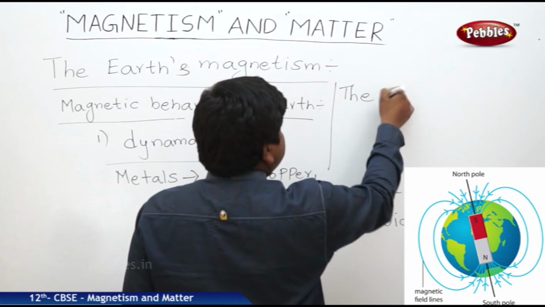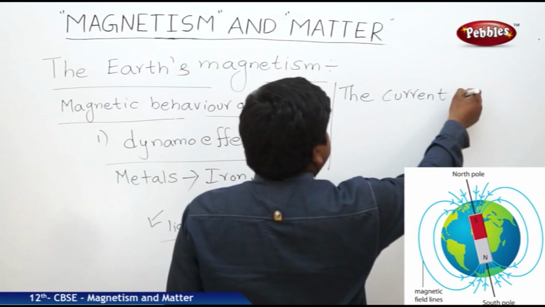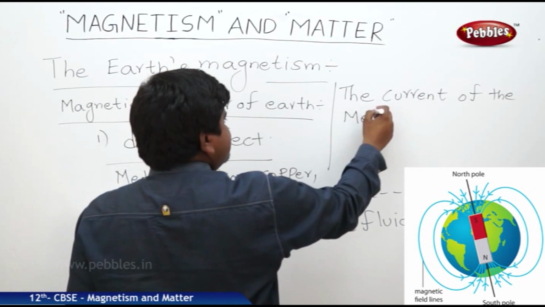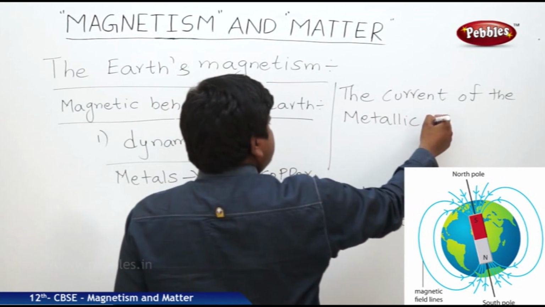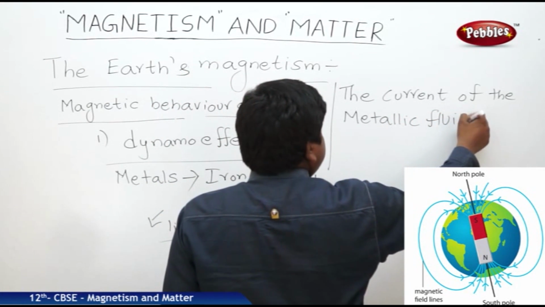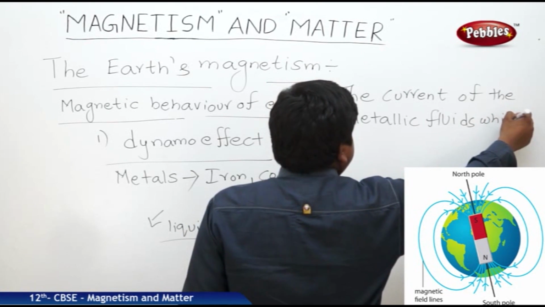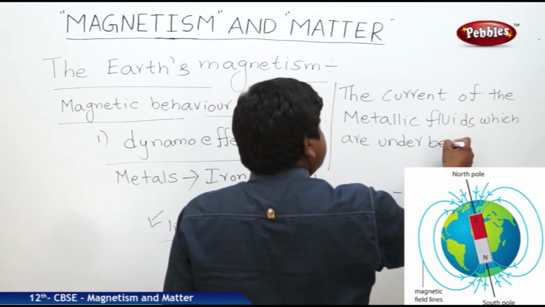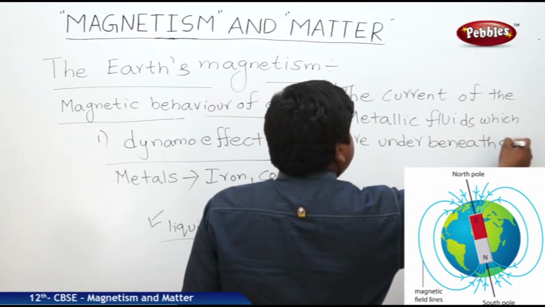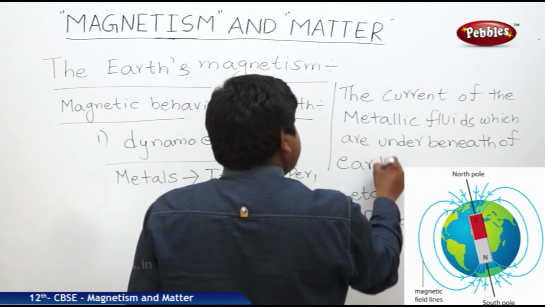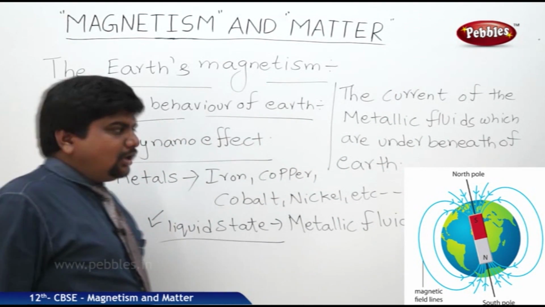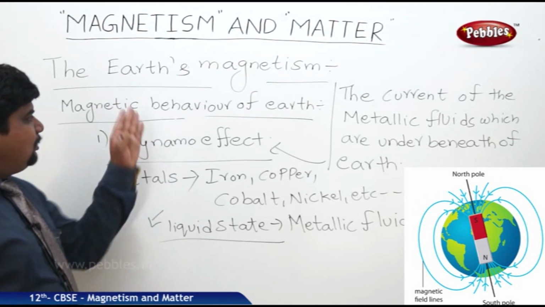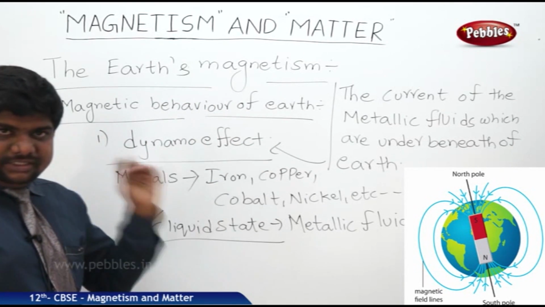The current of the metallic fluids beneath the Earth is called the dynamo effect. This dynamo effect is the reason for the actual magnetic behavior of the Earth.